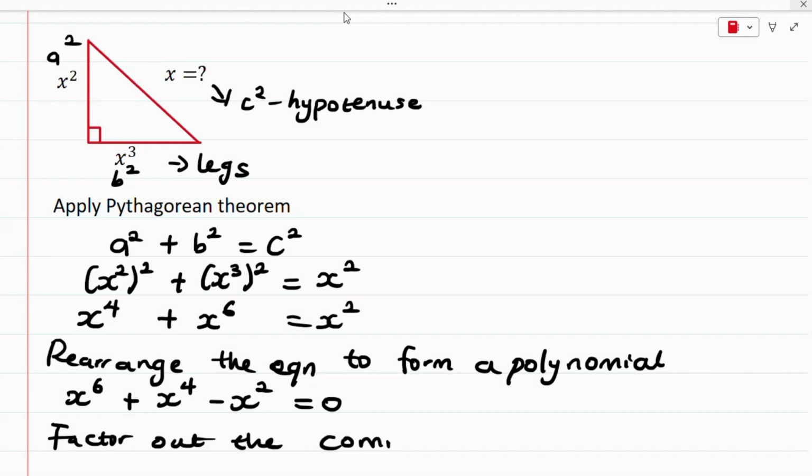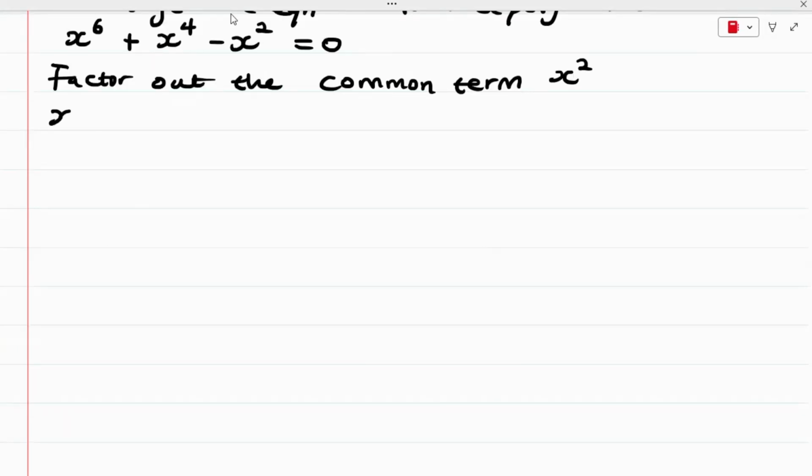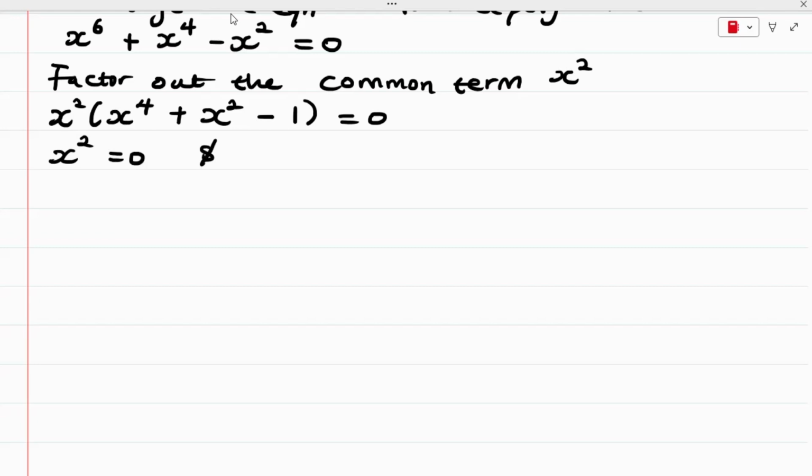Now if you take a look at the polynomial right here, you will see that the common term is x squared. Factoring out x squared, we have x squared times: if you factor out x squared from x to the power of 6, we have x to the power of 4 left, plus if you factor out x squared from x to the power of 4, we have x to the power of 2 left, and if you factor out x squared from this, we have 1, which is equal to 0. So at this point, we have x squared is equal to 0, and x to the power of 4 plus x to the power of 2 minus 1 is equal to 0.